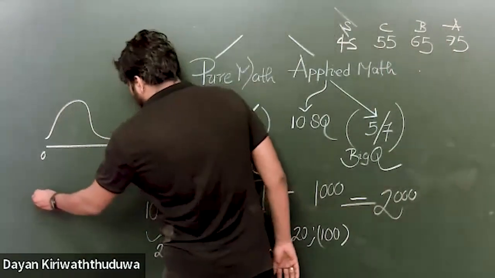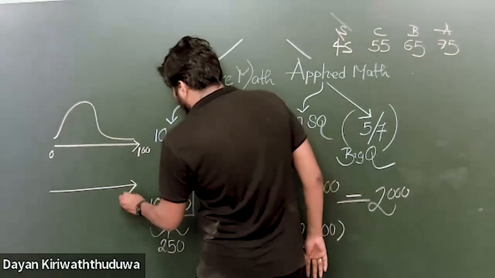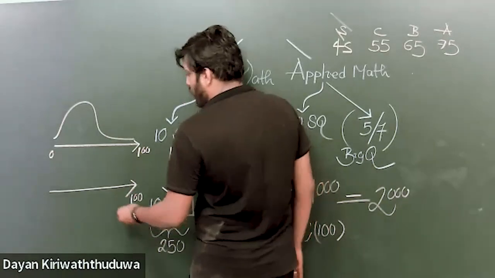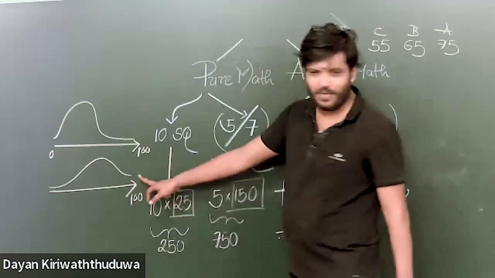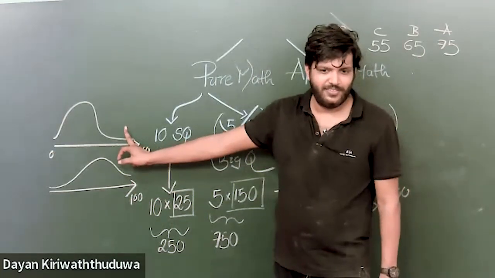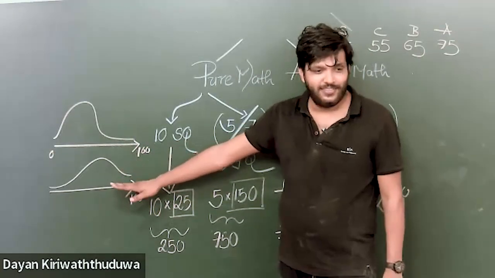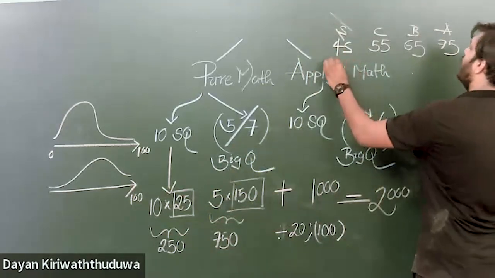And if you have people getting good marks, that means you have more of them, that means the paper is easy, right? This is the easy paper, this is the difficult paper. When the paper is easy, these numbers will go up.